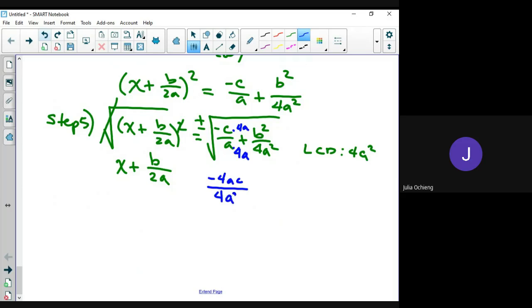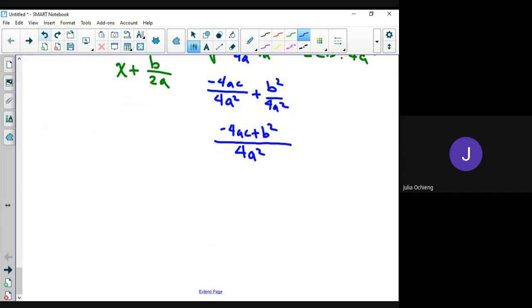4a times a is 4a squared plus b squared over 4a squared. Remember that's still under the square root sign. I'm just not going to write it yet. So they're both the same denominator. So now you can combine that into one fraction. What is that one fraction going to be? That's going to be 4a squared on the bottom, negative 4ac plus b squared on the top. Then I'm just going to switch the order of this so b squared's in the front. You write that.